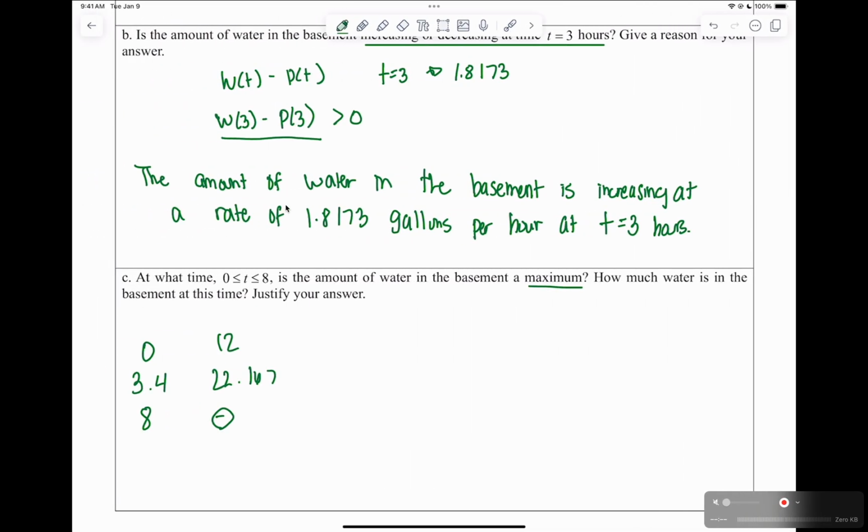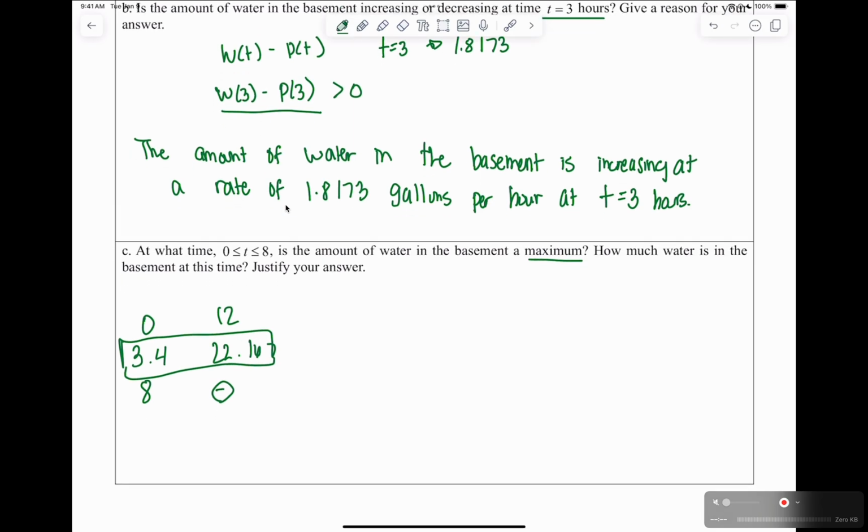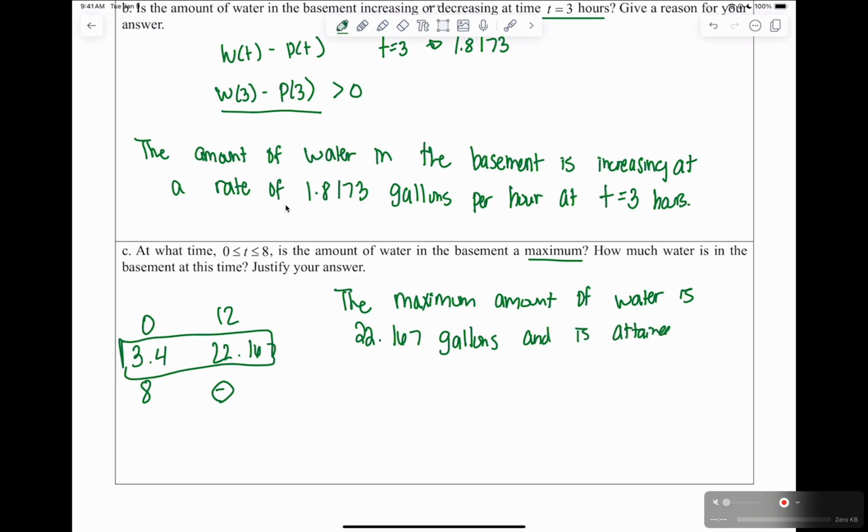So here you could say the maximum amount of water is 22.167 gallons and is attained at t equals 3.4 hours. And that was part C.